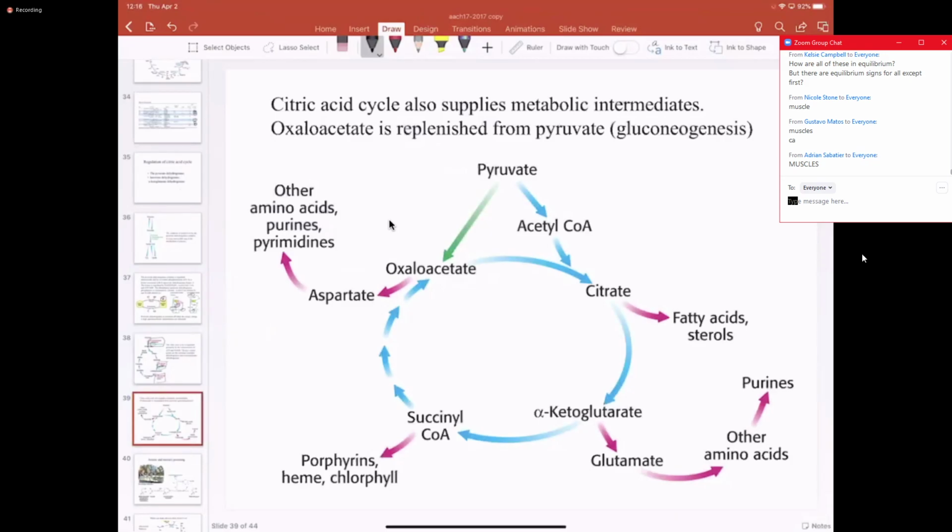The other thing about the citric acid cycle that's important to realize is that it also is very important for making biosynthetic intermediates. As shown here are some of the biosynthetic intermediates you can make.